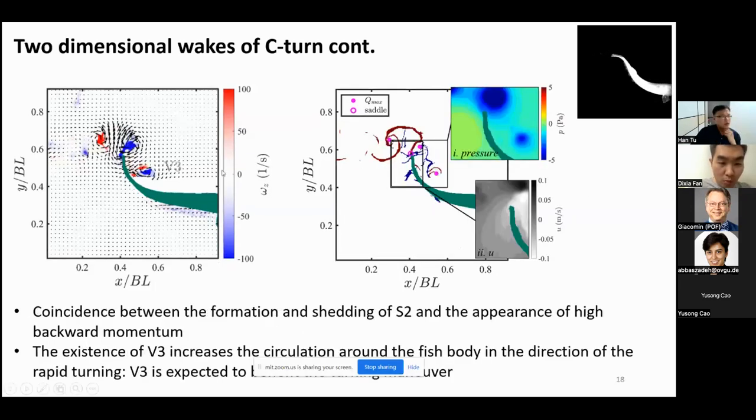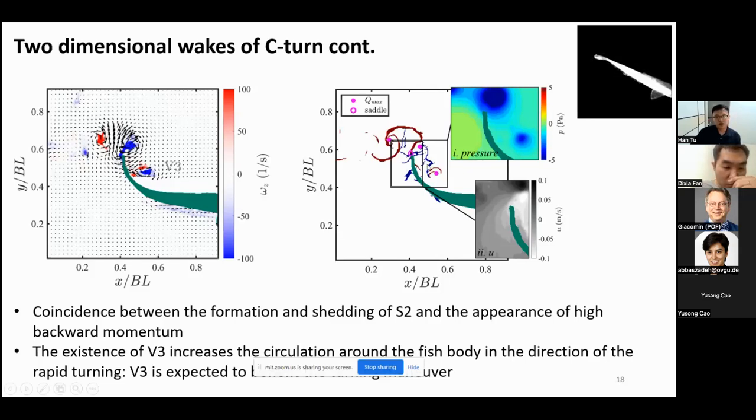At the next snapshot, we can see one more saddle, S2, at the fin tip, which implies the shedding of V2. Here is also a contour plot of the U component. Since there are more bright contours, a region of high backward momentum with a high magnitude is expected. This is totally different from the previous page, where the high U component only appeared near the fin. At this moment, there is a high velocity in the x direction, and so a jet along the negative x direction is appearing.